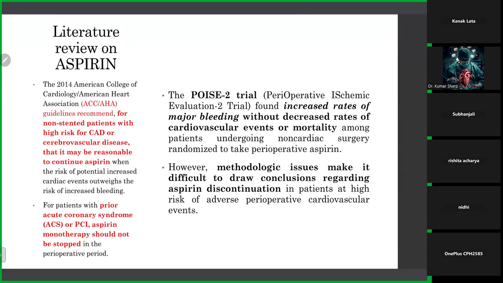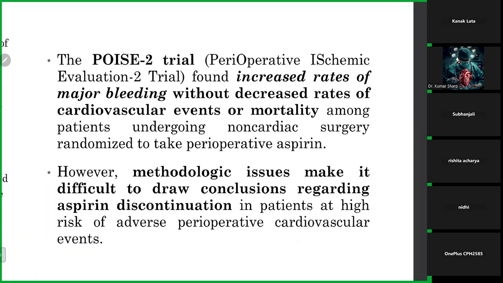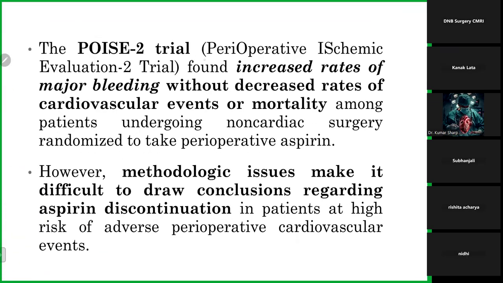Next, this slide was particularly important. This is a continuation of the literature review. Now, a very famous trial was done, known as the POISE 2 trial, peri-operative ischemic evaluation 2, which found that there was increased rate of major bleeding without a decreased rate of cardiovascular events or mortality. Now, these were patients who were undergoing non-cardiac surgery and were randomized to take peri-operative aspirin.